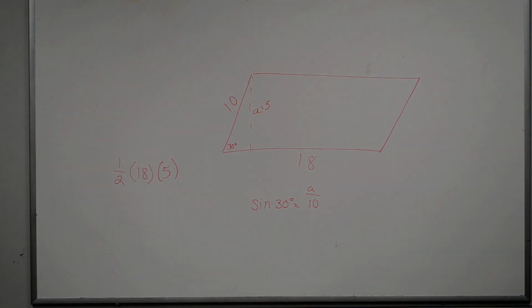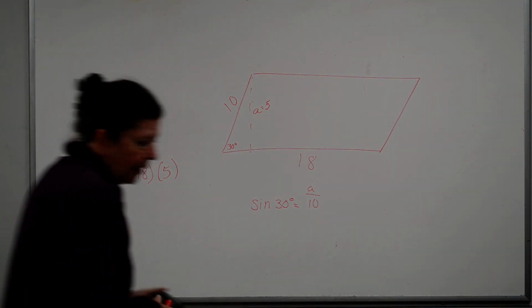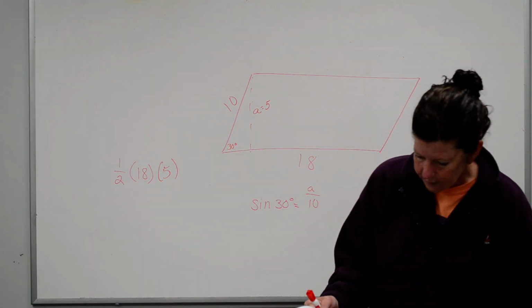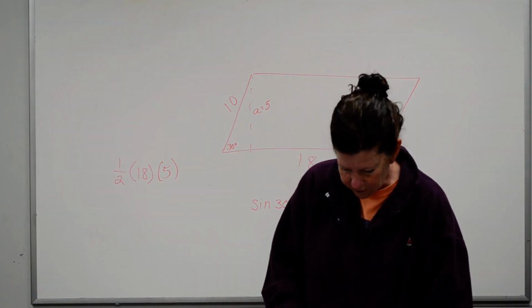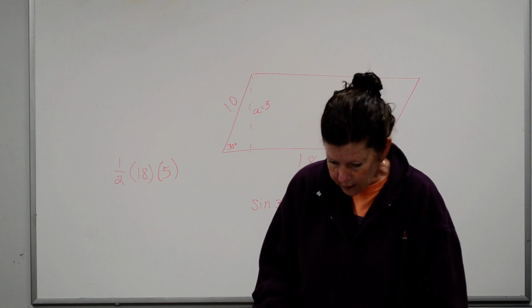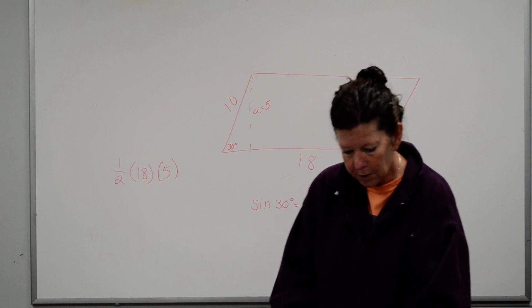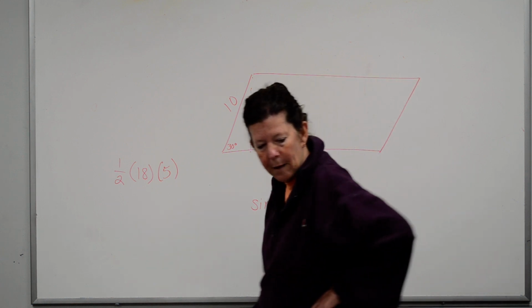Okay, you're good on that. And that's that whole first page. I mean, I did it out. Then page 2 talks about the area of a triangle, trapezoid, and rhombus.